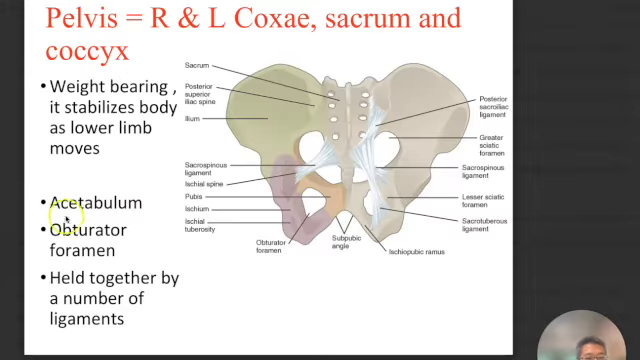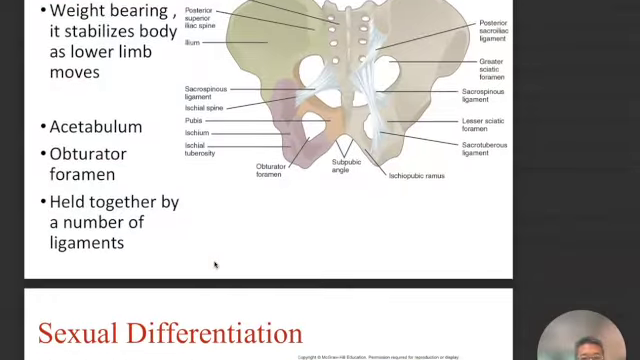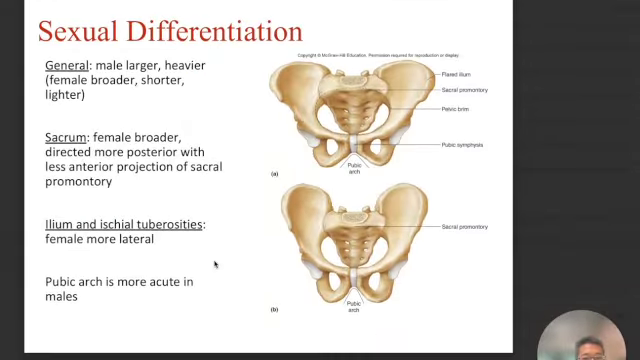Here we have the acetabulum, obturator foramen. Here you can see the female and male pelvis. The male is larger and heavier, and the female is broader and shorter. You can see which one is shorter. The female is broader and shorter, and the male one is taller and more narrow here in the pubic arch.